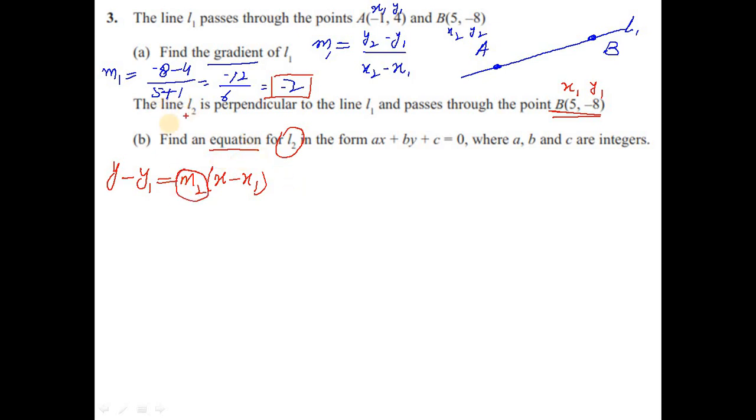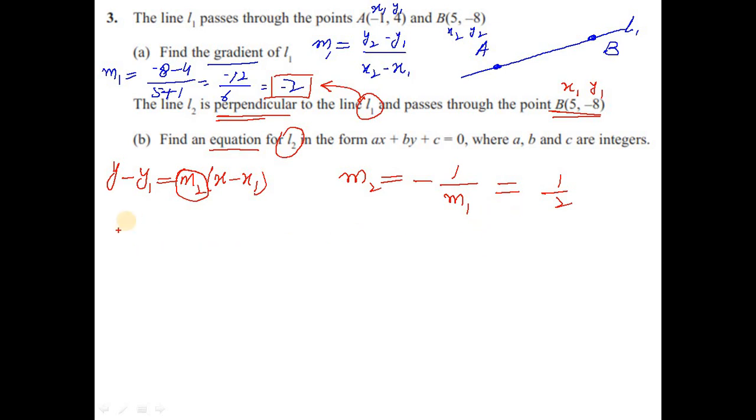because the condition is saying that the line L2 is perpendicular to L1, and we have the gradient of L1, so we can figure out the gradient of L2 using the perpendicular condition. We know that the gradient of the second line in case of perpendicular lines is the reciprocal of the gradient of the first one with the sign changed. So m2 is minus 1 upon m1. That means m2 is half.